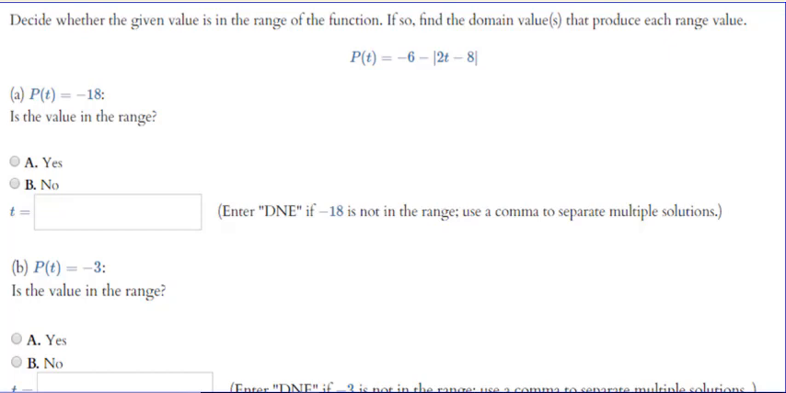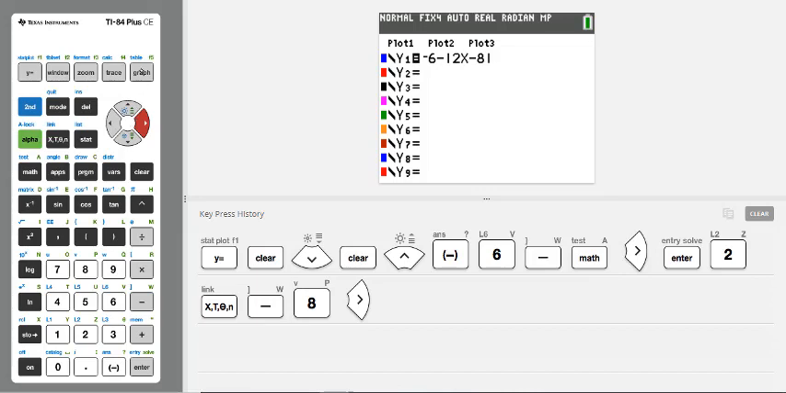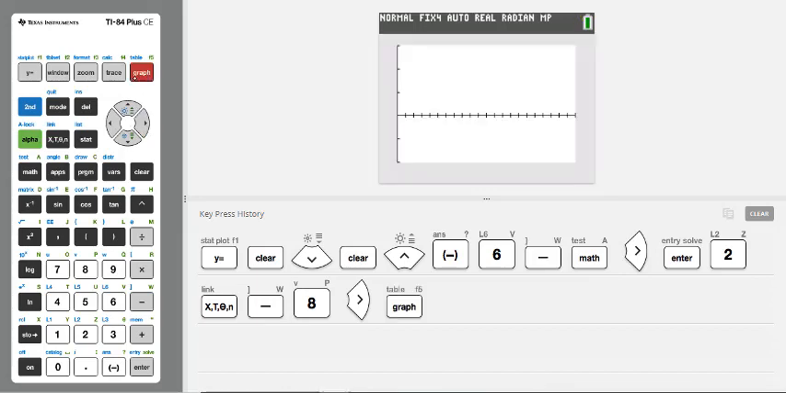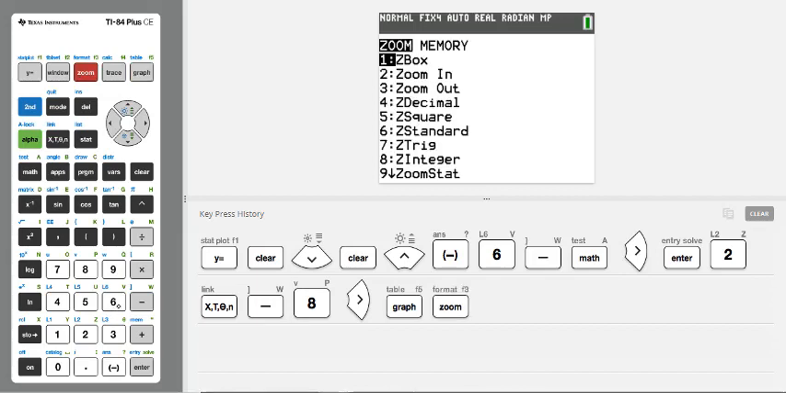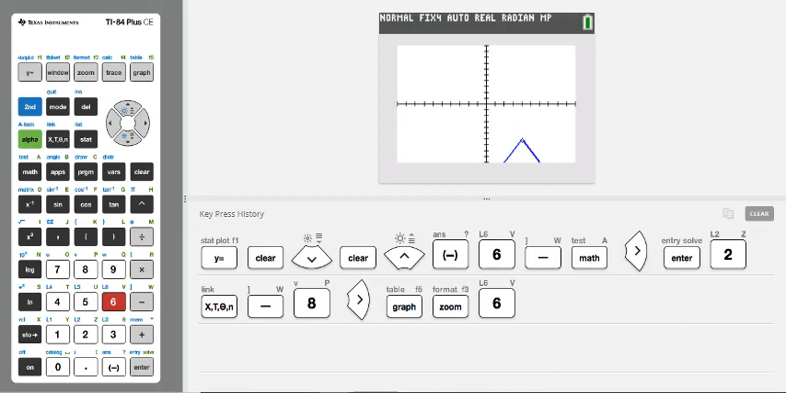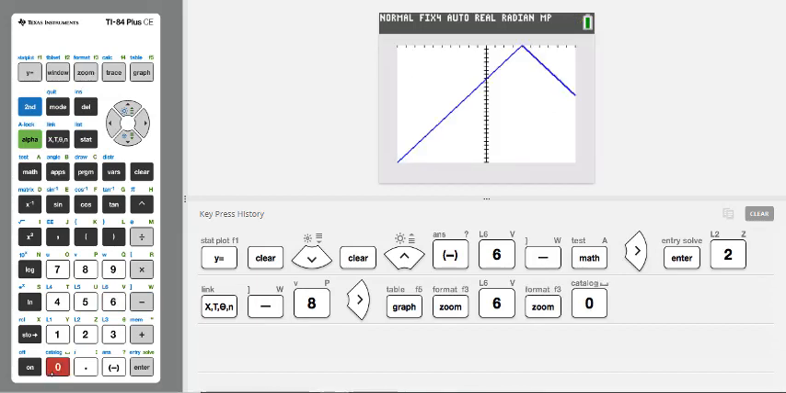Alright, so we need to see if -18 is in the range of this function. And if it isn't, put D and E for does not exist. So let's just graph it. You can see from my graph that it's not coming up, so I'm going to hit zoom 6. Alright, so we know it's down here, right? So we can do zoom 0. There we go. And we get a little bit better, right?